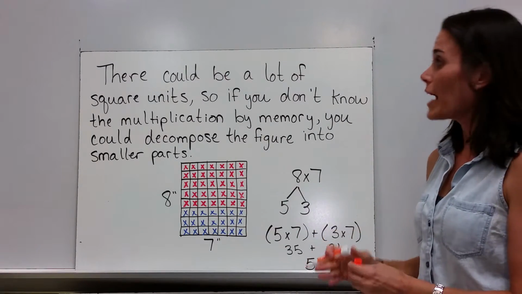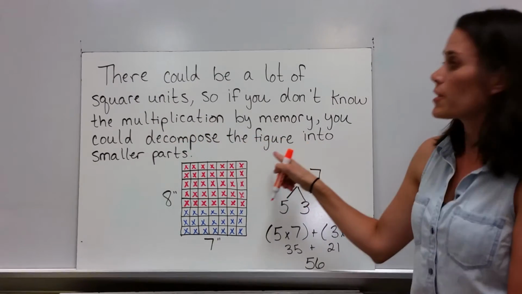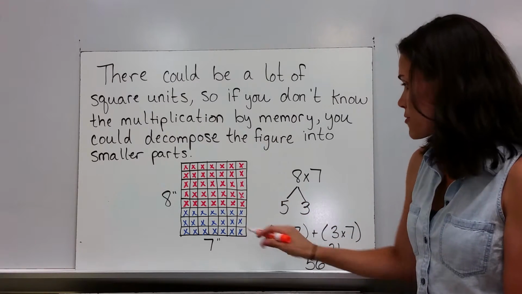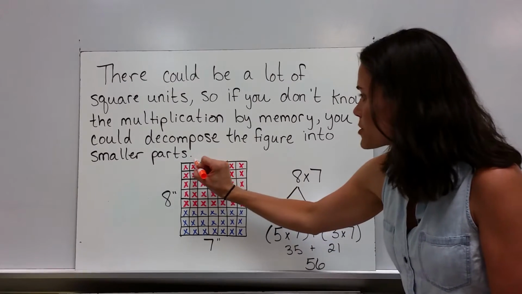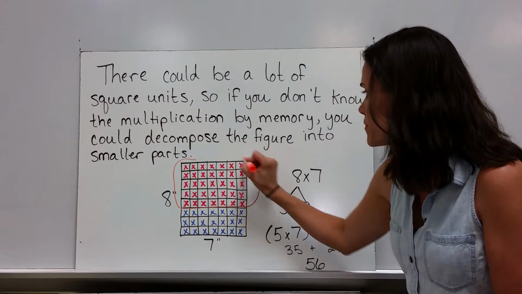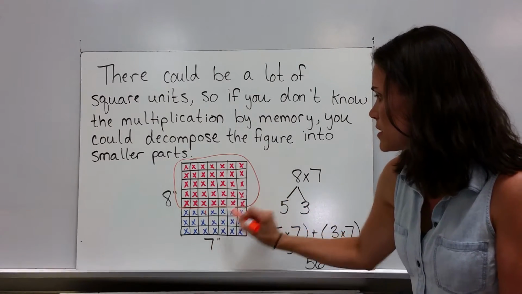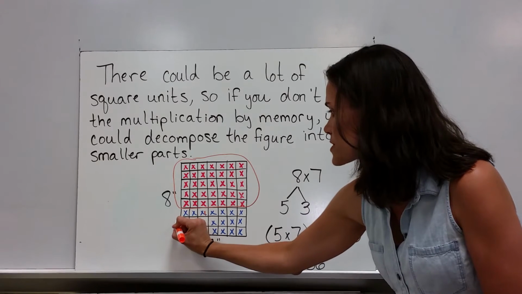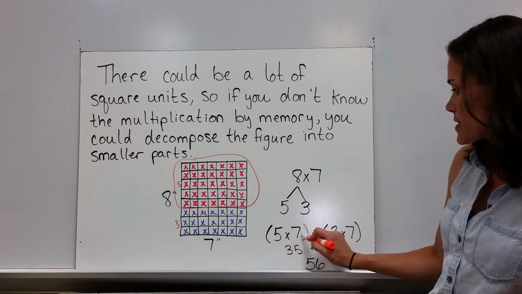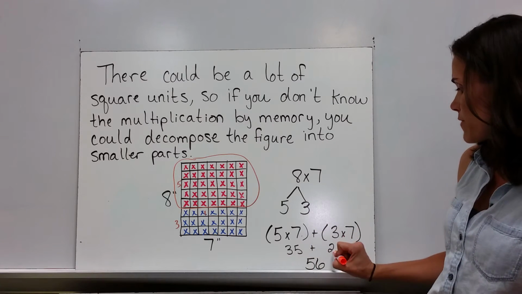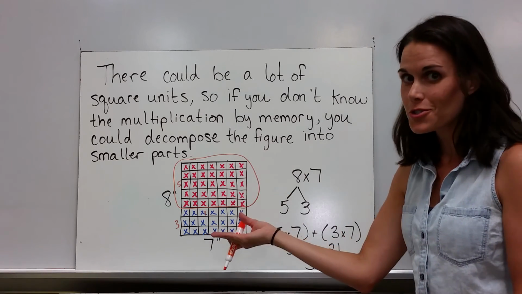All right, there could be a lot of square units. So if you don't know the multiplication by memory, you could just decompose the figure into smaller parts. So this is an 8 by 7. If you don't know 8 times 7, you can split it up. I chose to split it here and here. So this is 5 of the 7s, and this is 3 of the 7s if we were to do it smaller. And I'm splitting 8 into 5 and 3, so here's 5 7s plus 3 more 7s, that's 35 plus 21 is 56. But again, if you know your multiplication tables, you'll just know the answer right away.